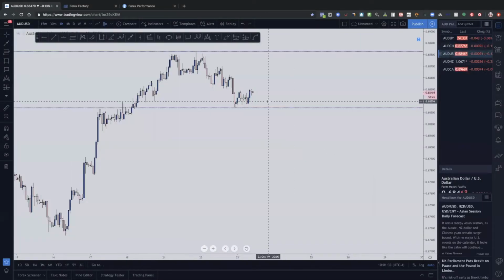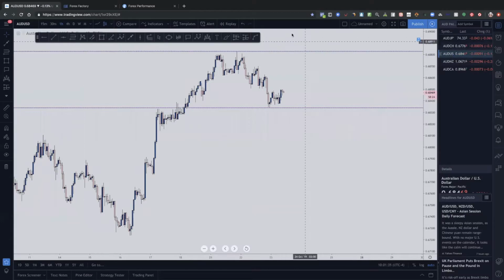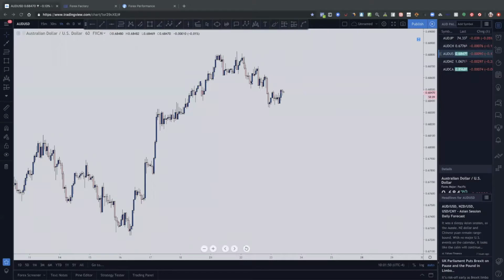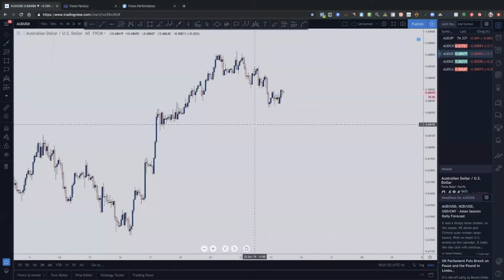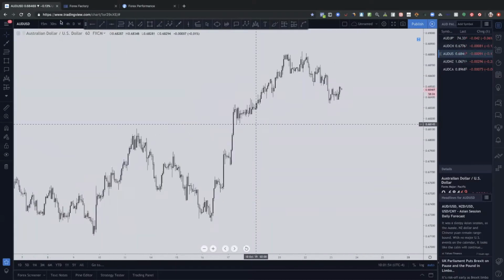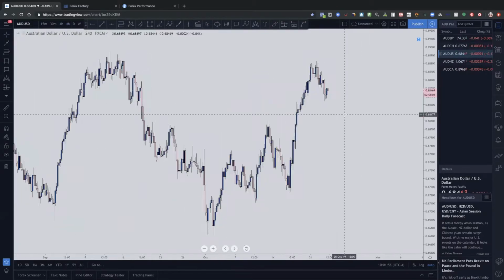AUD USD, hold on, you guys, one second. Let me pause this real quick. Oops, I didn't need to do that. So much chatting. Hold on. Hey, Roscoe. Roscoe's been the man.